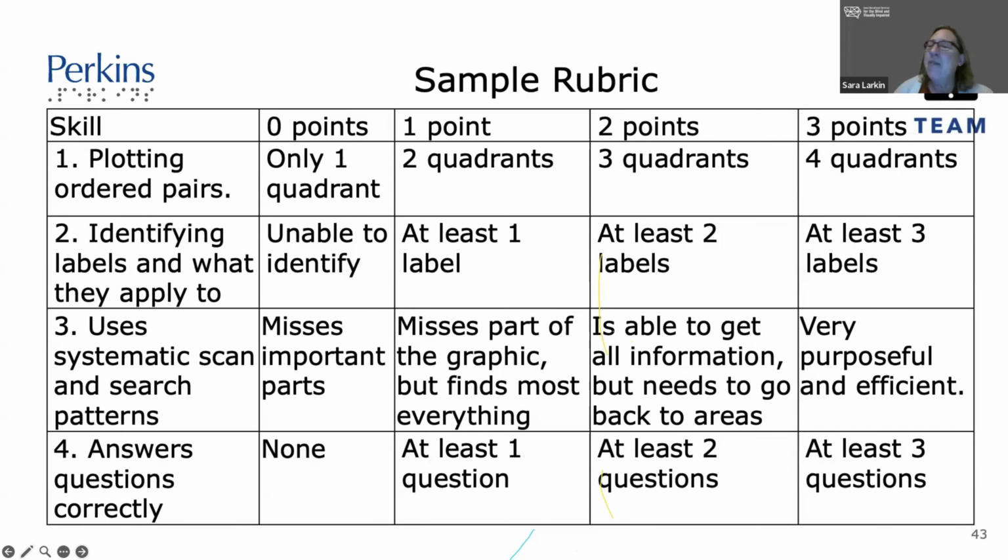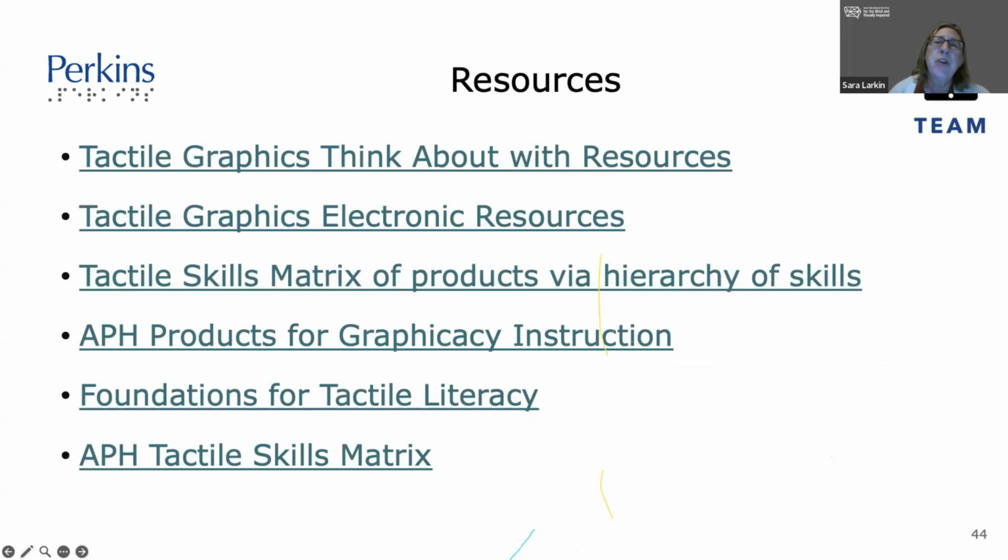The next slide we have is just a link to resources for you to peruse on your own outside of this. Just some things that we put together in Iowa and some options that APH has on their website as well. So we've included these resources for you to use at your own leisure.